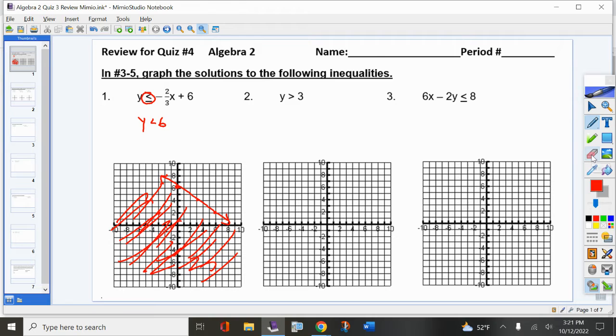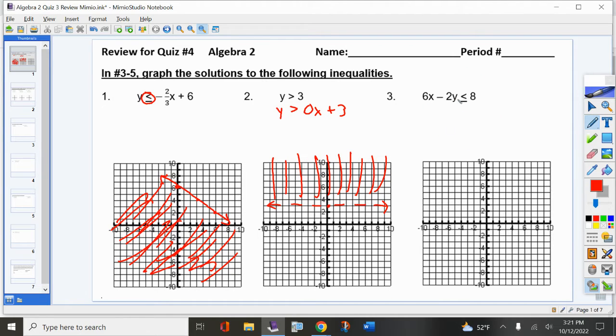For the second question, y is greater than 3. Remember, this is the same as something like this. There is no x. So we should have a y-intercept of 3 with a slope of 0. But before I draw this line, notice there is no or equal to. So this will be a dashed line. And this is a greater than. So numbers that are greater than 3 are 4, 5, 6. So for this problem, I'm shading to the high side of this line.